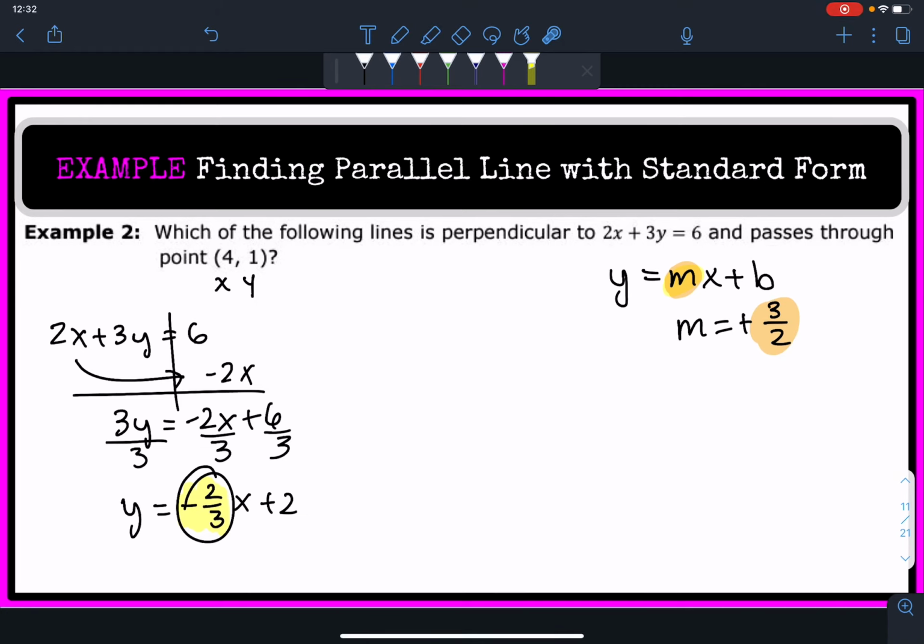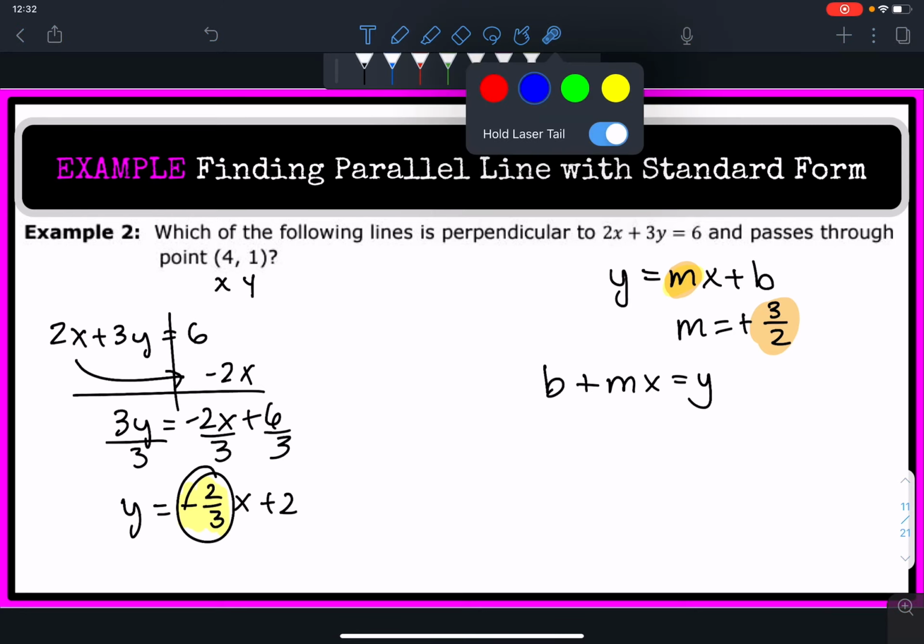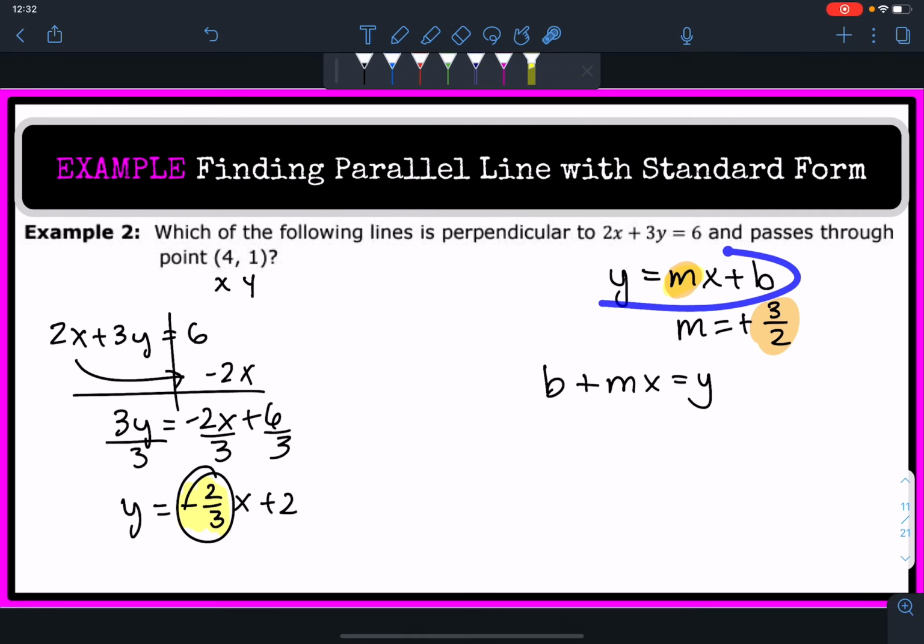Well, to get the value of b using this formula, I'm going to plug in the x and the y value. So I'm going to write b plus mx is equal to y. I'm just simply writing this formula in the opposite order. If you saw the previous video to this one, you would see that I've done this type of situation before. I'm just simply writing this formula backwards and plugging in the numbers that I have. I have the value of m, which is 3 over 2. I have the x value, which is 4, and it's going to equal the y value of 1.